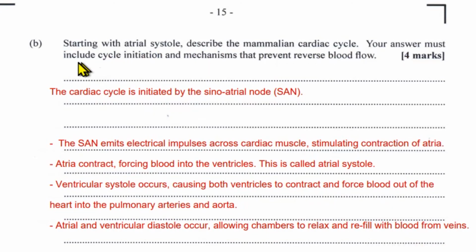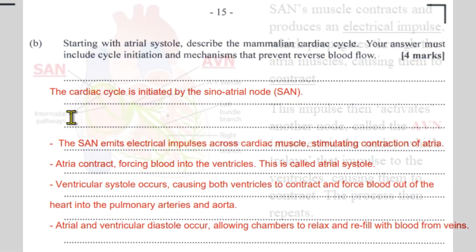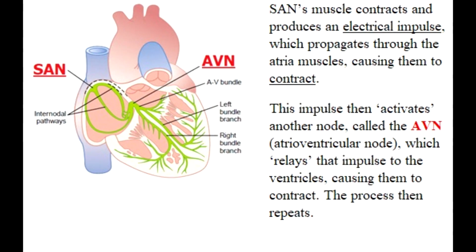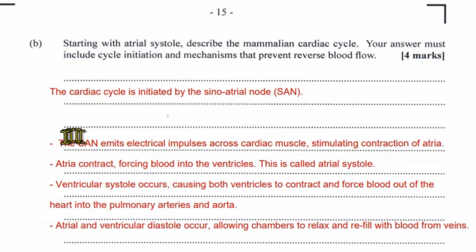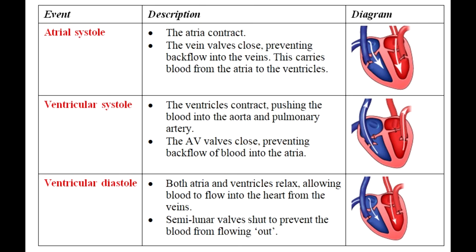Your answer must include the cycle initiation and mechanisms that prevent reverse blood flow. Well, the cycle is initiated via electrical impulses stimulated by the sinoatrial node, or the SAN. So the sinoatrial node emits electrical impulses across cardiac muscle, and this stimulates the contraction of atria. The atria are the upper chambers of the heart.